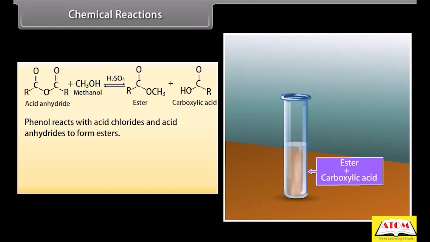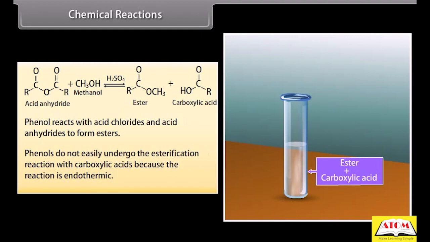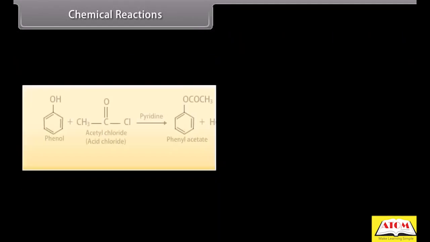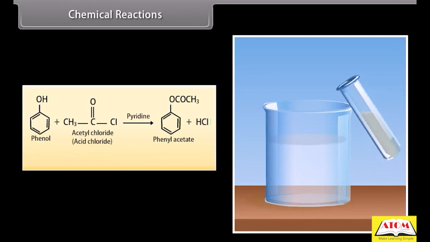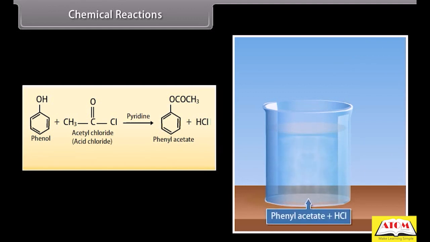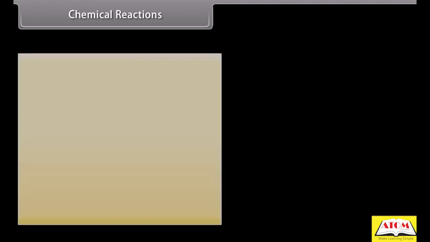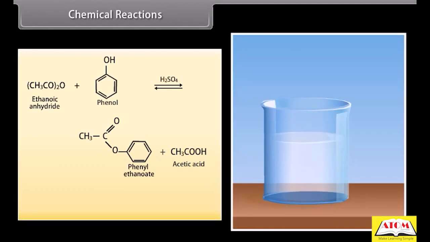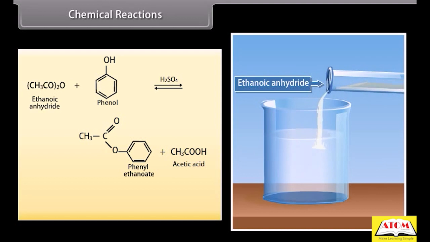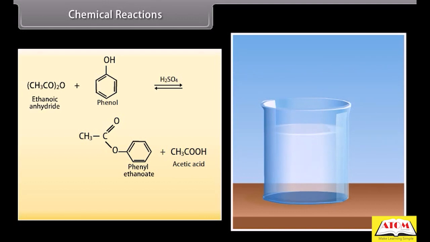Phenol reacts with acid chlorides and acid anhydrides to form esters. Phenols do not easily undergo the esterification reaction with carboxylic acids because the reaction is endothermic. Phenol reacts with acetyl chloride in the presence of pyridine to form phenyl acetate and hydrochloric acid. Ethanoic anhydride reacts with phenol in the presence of sulfuric acid to form phenyl ethanoate and acetic acid.